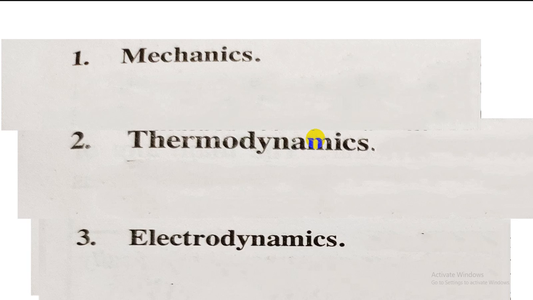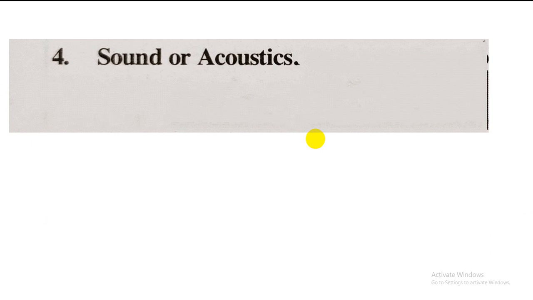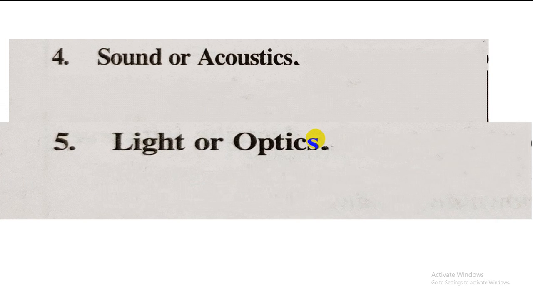Electrodynamics refers to the study of electricity, magnetism, electromagnetic waves, which includes laws like Coulomb's law, Oersted experiment, Ampere circuital law, Maxwell's equation. All these you are going to study in the syllabus of class 11th as well as in class 12th also. Then sound or acoustics. This is a separate branch, as you can understand from the name itself. Light and optics. This is also a very important branch of physics which deals with the study of light and the phenomena which are linked with light.